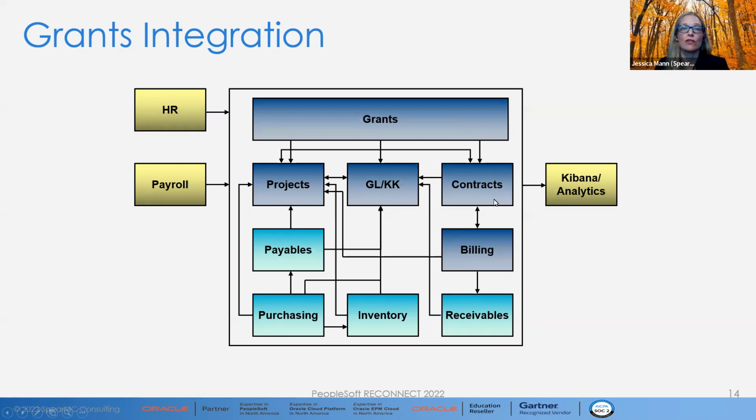This box here for contracts, it's the customer contracts, I should clarify. This module is responsible for automating the billing and revenue recognition for your grant. And then once that billing information is initiated by contracts, it's sent to billing, which can create that actual PDF invoice and also optionally email it directly to your sponsor. And then those invoices are loaded to receivables where you can track how much is still left to be paid by your sponsor. So a very, very integrated solution.